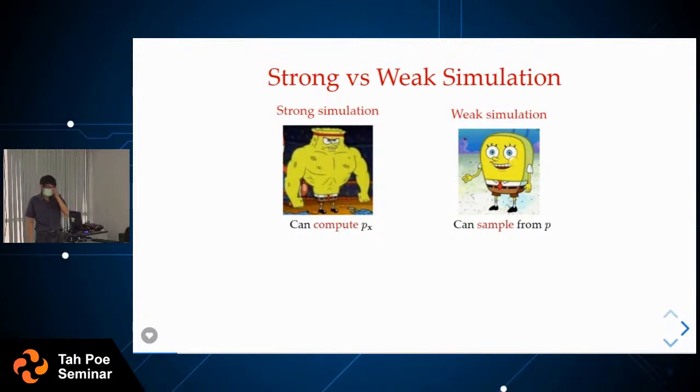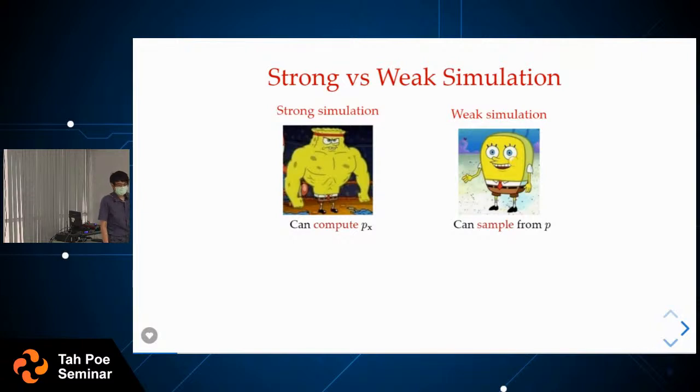Okay, so this leads to basically broadly two classes of simulation of random process, which in the literature are called weak and strong simulation. And thinking back to the previous slides, I would call the ability to compute the probability itself a strong simulation, and the ability to sample from the distribution the weak simulation. And there are reasons why it's called weak and strong.